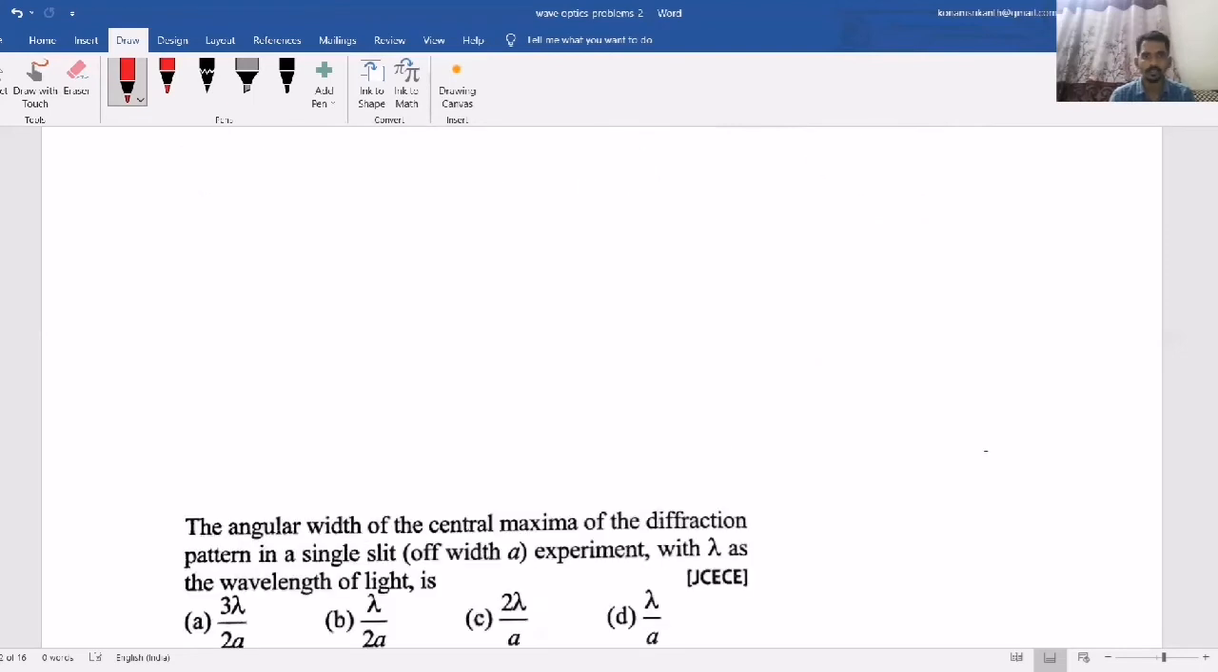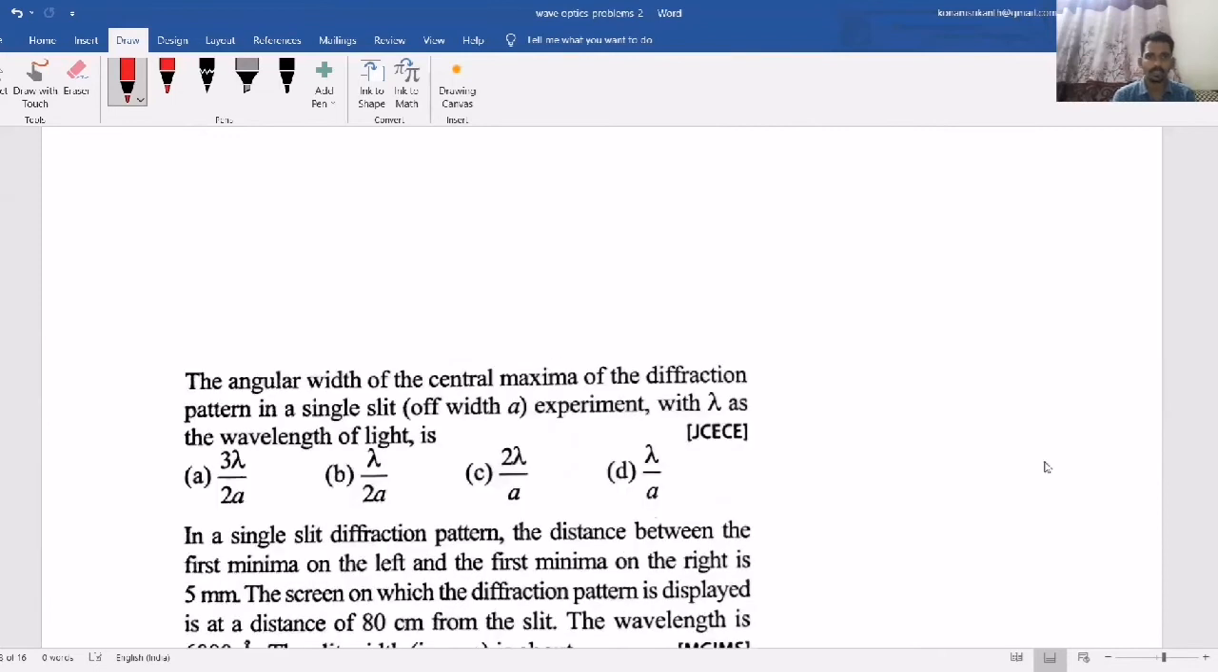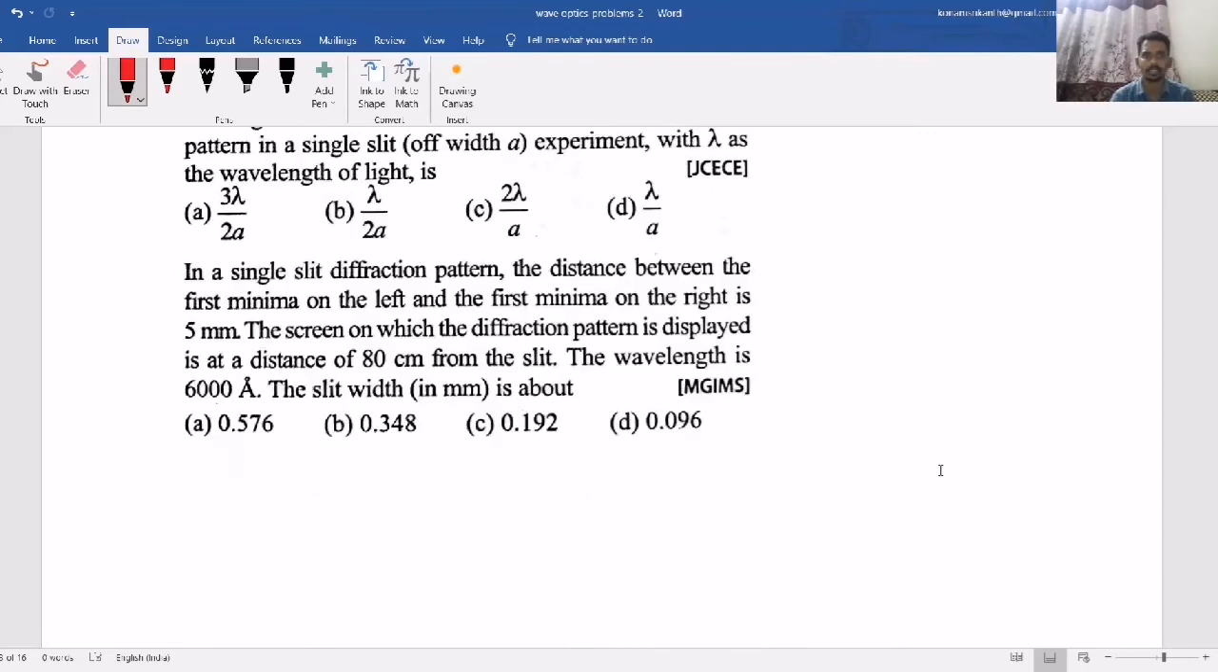Now let's take two more questions. First one: the angular width of the central maximum of the diffraction pattern in a single slit experiment. Oh, this is also a direct question. The linear width is 2 lambda D by A. This is linear width, and angular width means 2 lambda by A. So that is the condition. You can understand the direct formula. Already I explained. Now the next question.